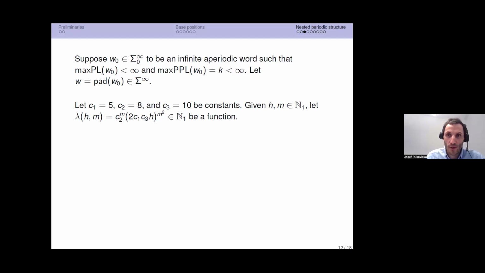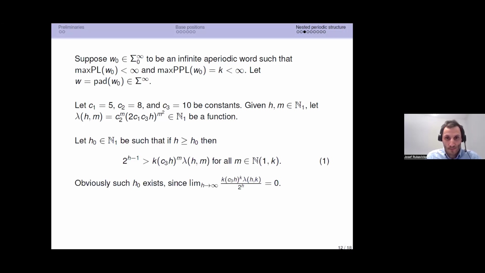And then I define this function lambda with 2 parameters. For the meaning, I will comment later. For the moment, just remember that there is some function lambda with 2 parameters. Then I define, maybe I will explain this later.